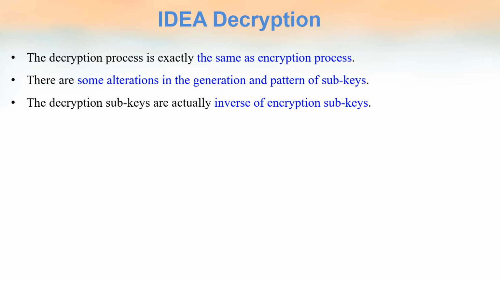Now we have finished with our encryption process. In encryption, the plain text passes through all 8 rounds and the output transformation round, and the ciphertext is formed. In each round 6 subkeys are provided, and the output transformation round needs 4 subkeys. After this encryption is over, now we can see the decryption using IDEA. The decryption process is exactly the same as the encryption process. There are some alterations in the generation and pattern of subkeys. The decryption subkeys are actually inverses of the encryption subkeys.